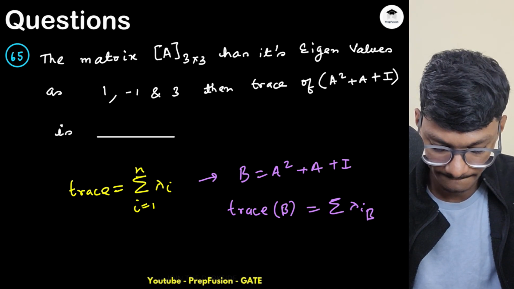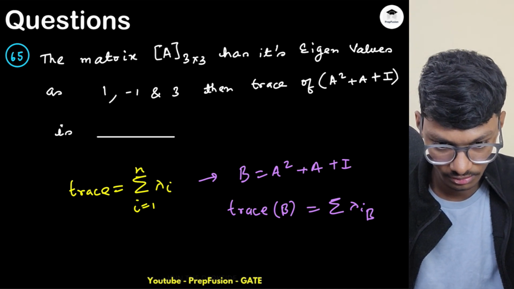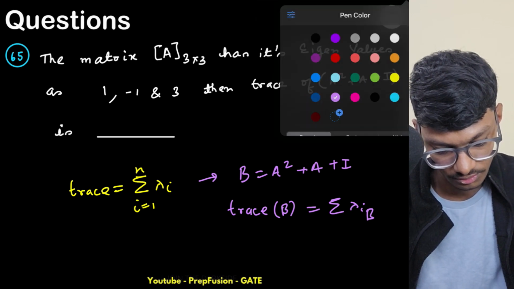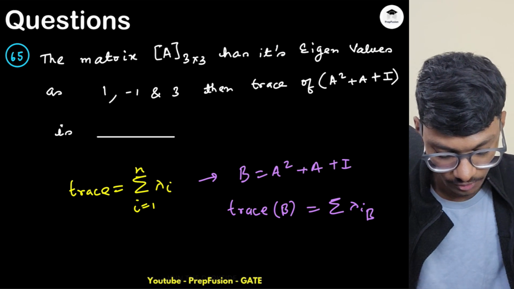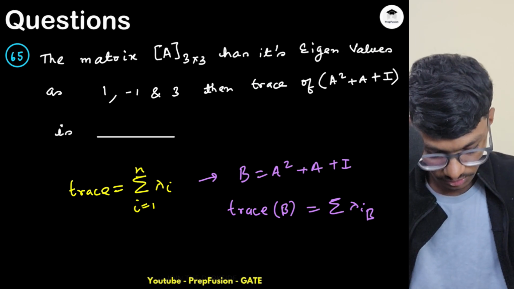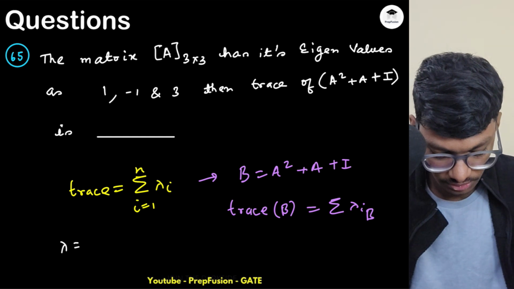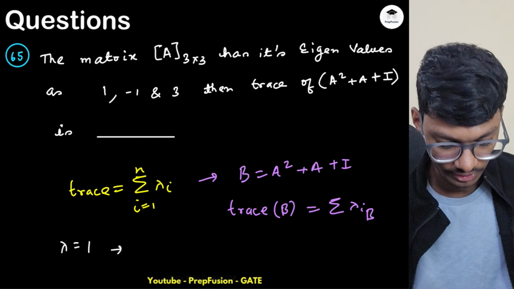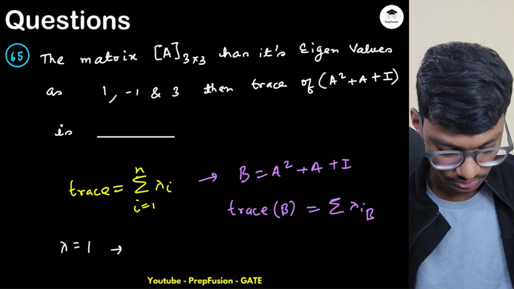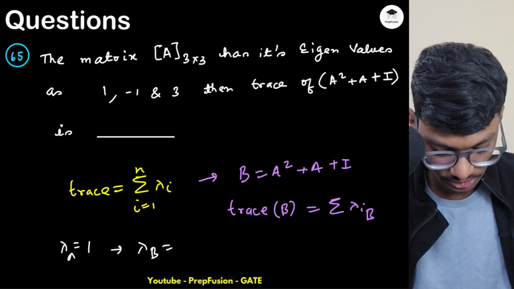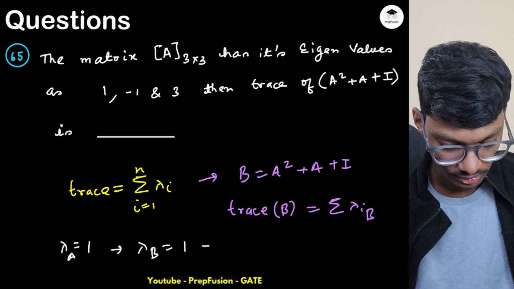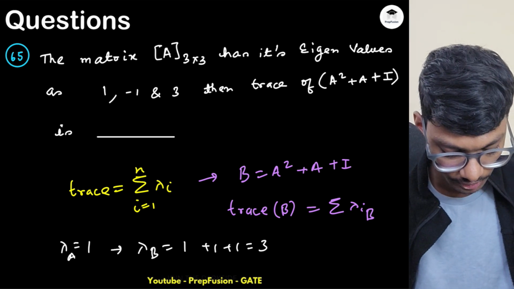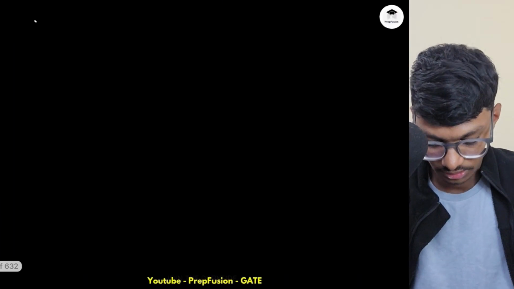Just hold on a second. What is happening? My pen is not working. So basically, if I put lambda_A equals 1, then lambda_B will be 1 plus 1 plus 1, which equals 3. Lambda_B is 3.